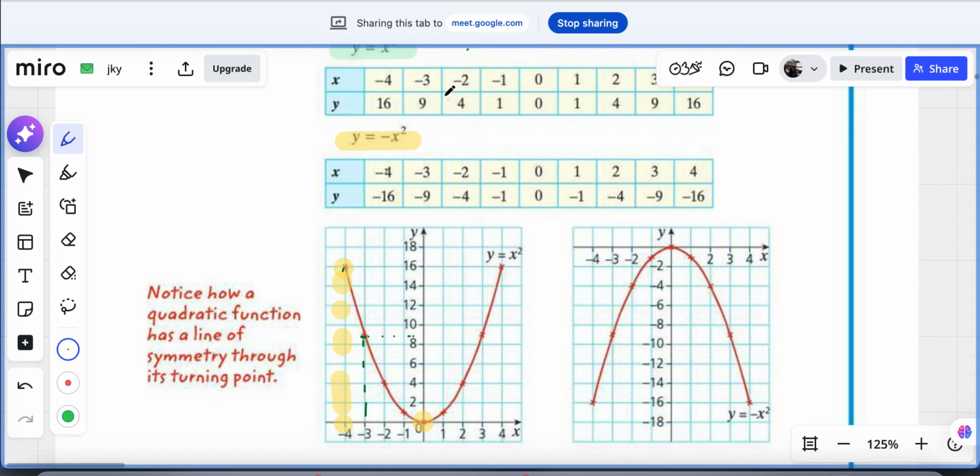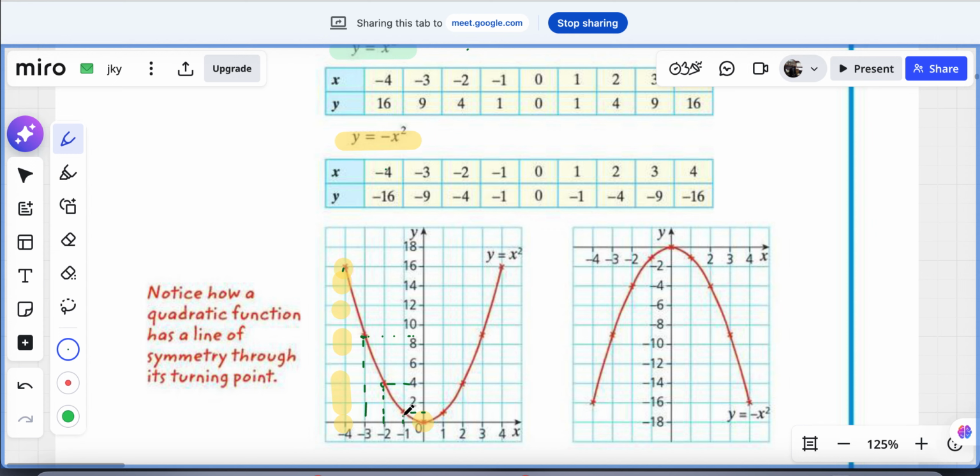Then you come to negative 2, you trace it to 4. Here is negative 2 on the x-axis. Trace it to 4 on the y-axis. This is 4 on the y-axis. So we put a point there. Then you trace the next one, negative 1 to 1. Negative 1 on the x-axis to 1 on the y-axis. Remember, 1 is halfway between 0 and 2. So 1 is here. You put a point there.